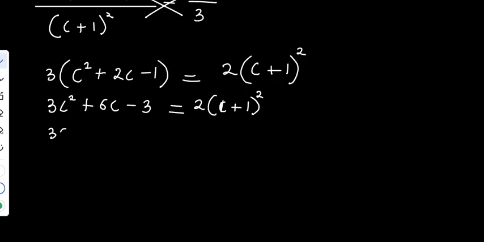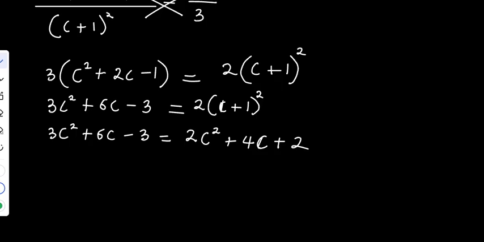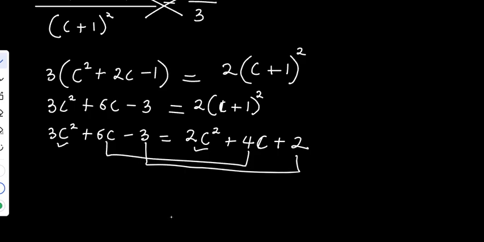So I'm going to have 3c squared plus 6c minus 3, and this is going to be equal to, opening this bracket by 2, 2c squared plus 4c plus 2. And let's bring like terms. So I have 2c squared, I have 6c, I have 4c, I have negative 3, and I have 2.